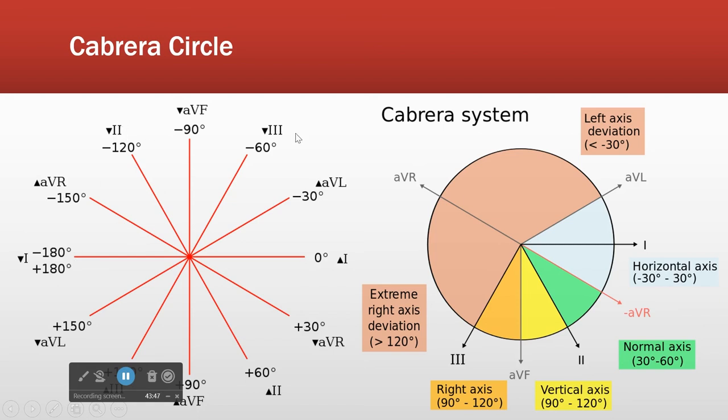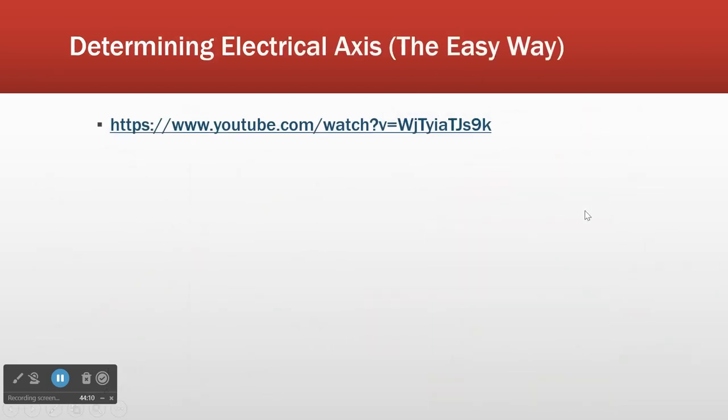So the labels here, AVF, that's your augmented limb lead, your foot. Down means negative, plus means positive, electrically. So we have our Cabrera circle. What we can do from that circle is determine the electrical axis by looking at a couple of different leads, and then making some assumptions. I'm going to turn it over to a guy who's a little better at this than me and show you a little video. Can you hit my lights for me?